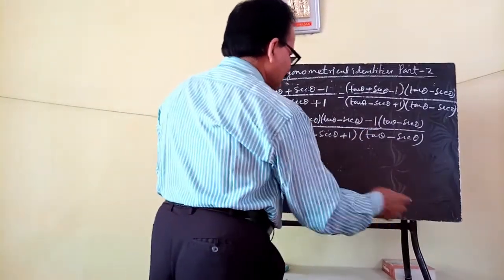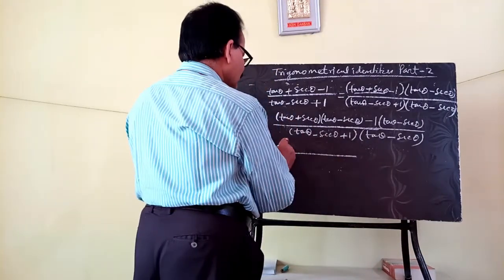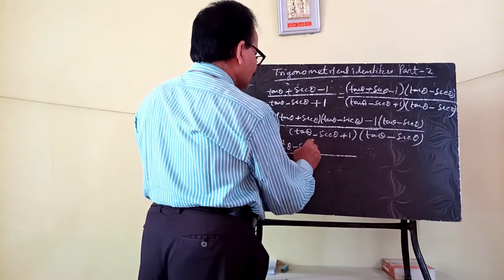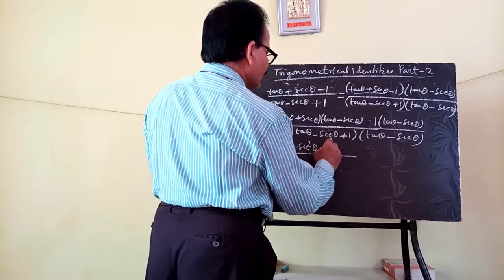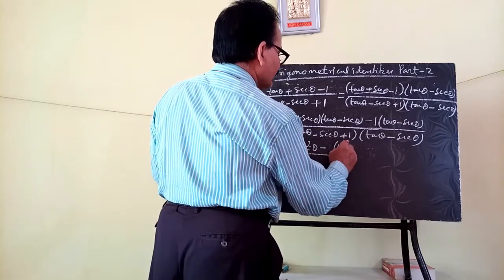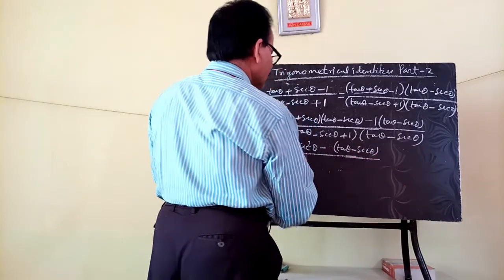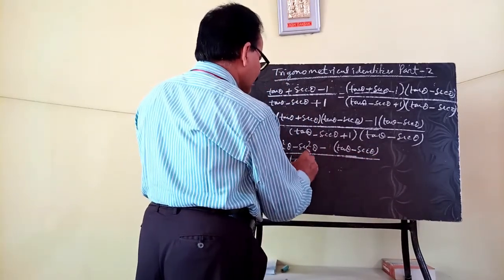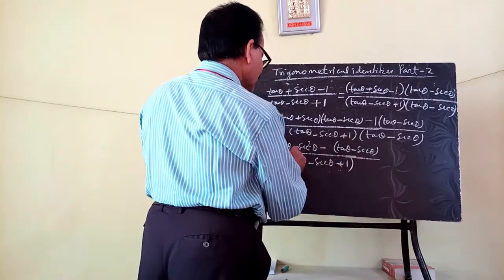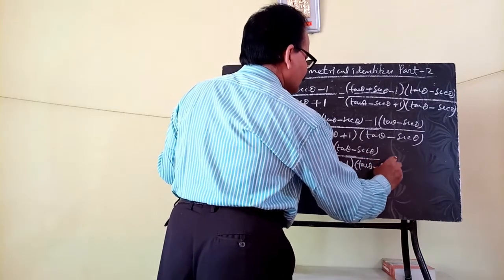So if you see the results after multiplication, this is tan square theta minus sec square theta, minus 1 into tan theta minus sec theta. And in the denominator, this is tan theta minus sec theta plus 1, and here it is tan theta minus sec theta.